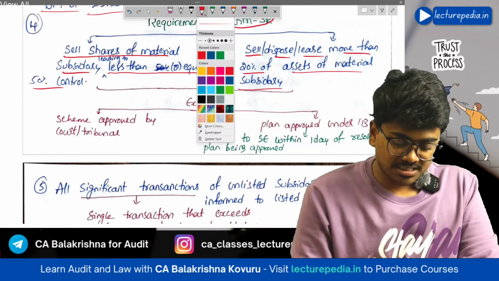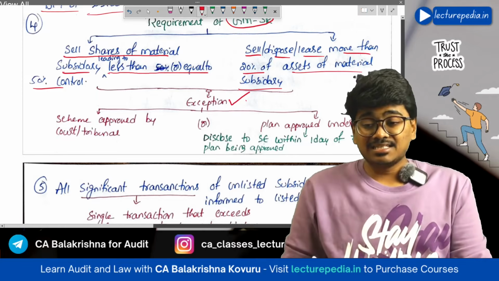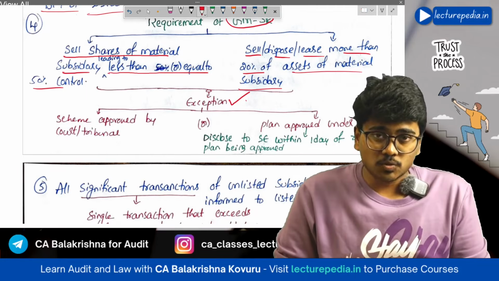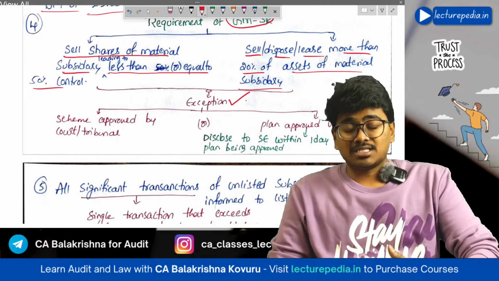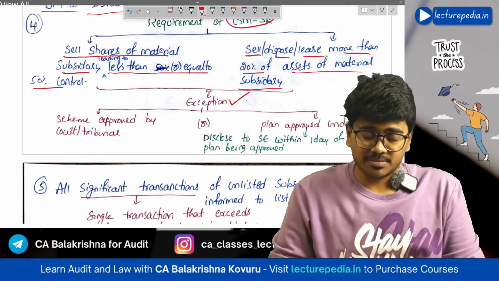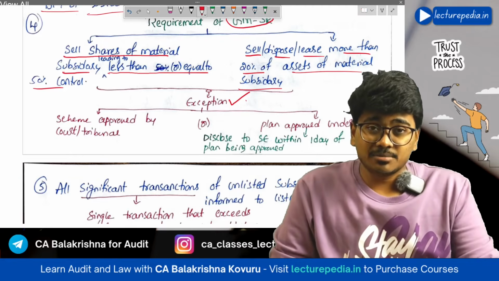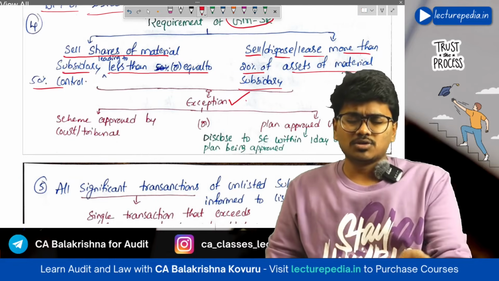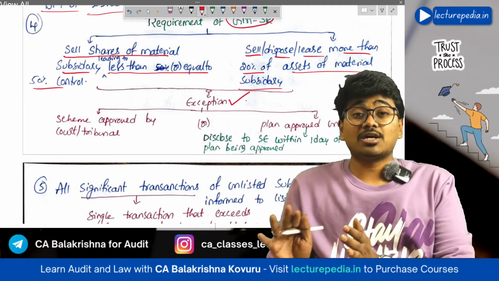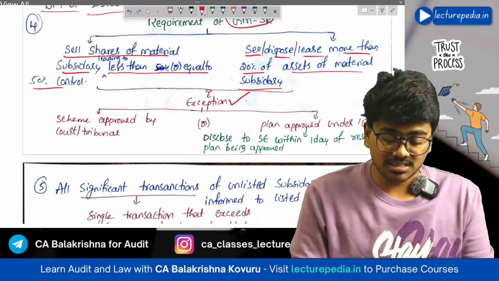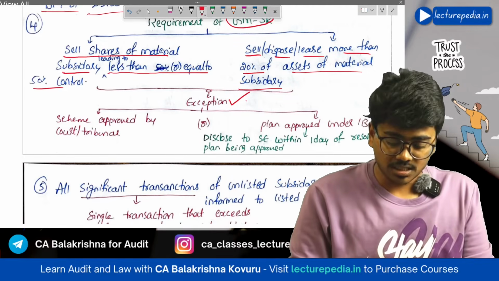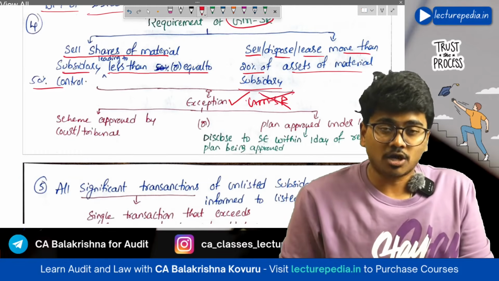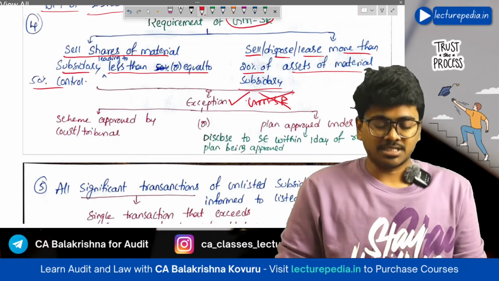However, there is an exception. That means in this exceptional situation, even if A Limited wants to sell more than 20% of assets of the material subsidiary, or wants to sell its shareholding such that it loses its control, it does not require a general meeting special resolution. In this exceptional situation, general meeting special resolution is not required. So what are those exceptional situations?